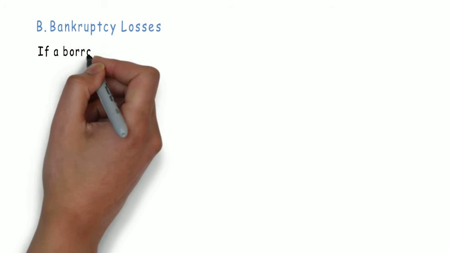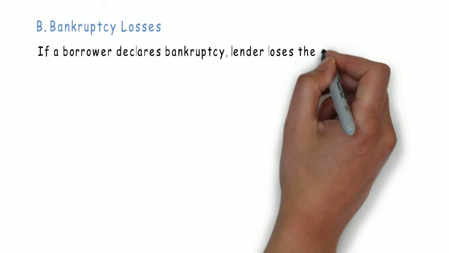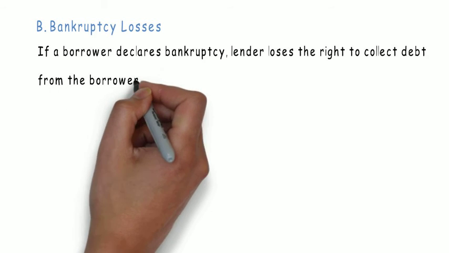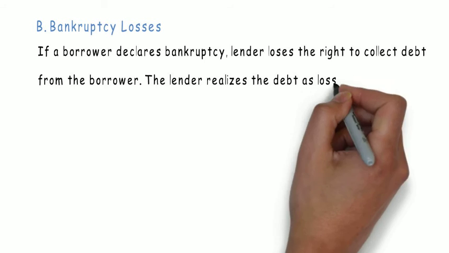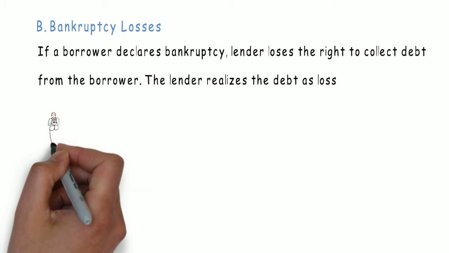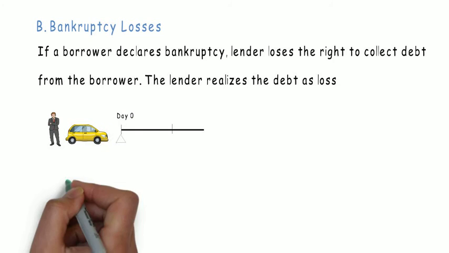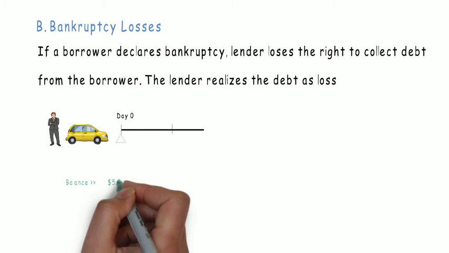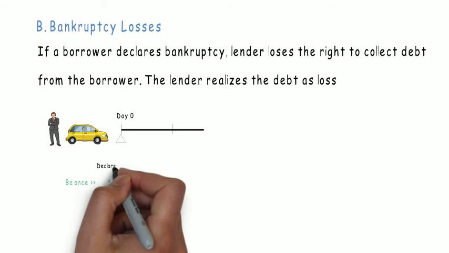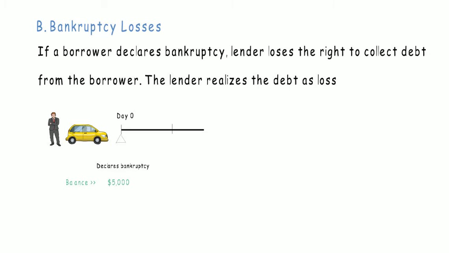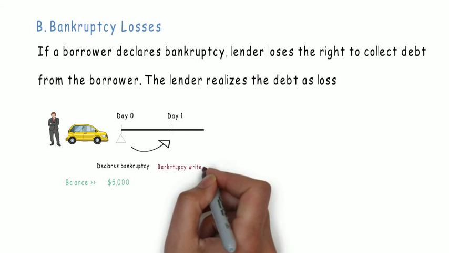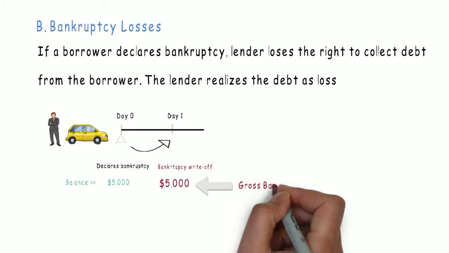Now we will discuss the bankruptcy losses. Bankruptcy losses result from consumers and firms who file for bankruptcy. If a borrower declares bankruptcy, the lender loses all rights to collect debt from the borrower without his or her consent. As a result, the lender has to realize the outstanding debt as a loss. Let's try to understand that from an example. Say there is a consumer who took an auto loan from the bank. Considering the payments made in the past, the remaining balance on the loan is $5,000 as of day 0. If the consumer declares bankruptcy on day 0 and refuses to make any payments towards the loan, the bank has no option but to write off the entire balance and recognize it as a loss. This becomes part of the gross bankruptcy losses.